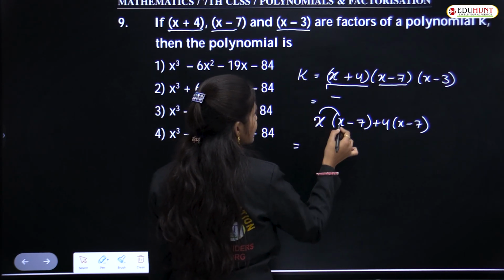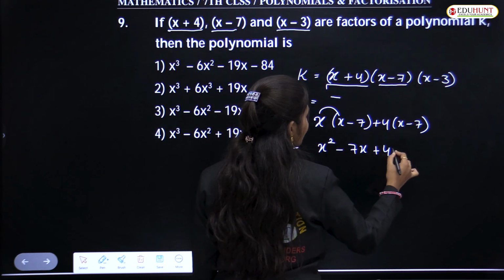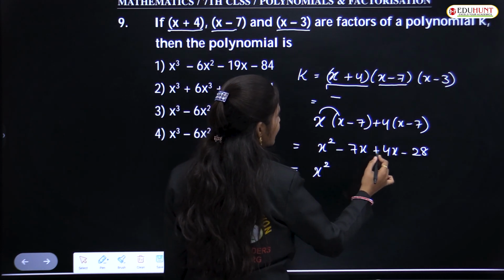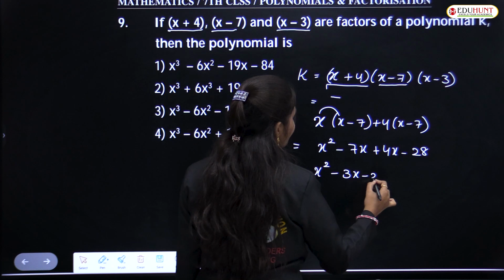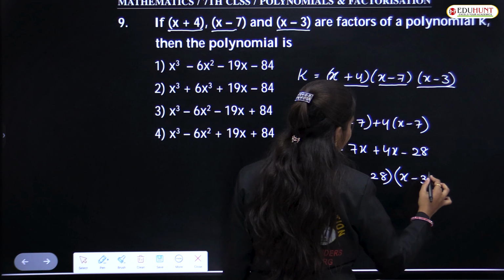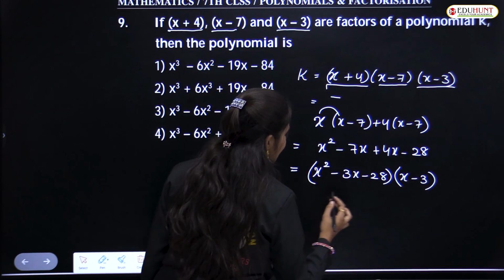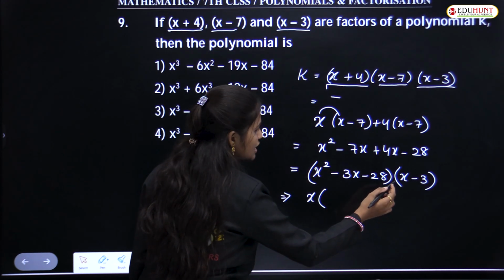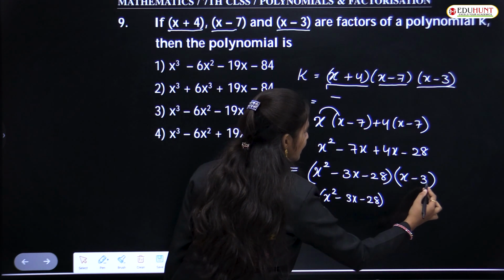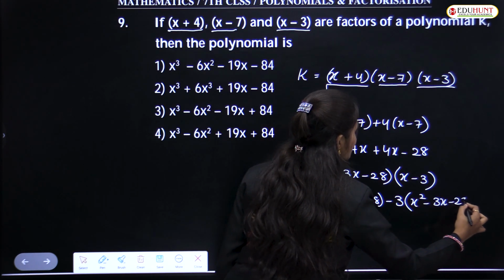So here what will you get? x into x is x square, minus 7 into x is 7x, plus 4 into x is 4x, minus 7 into 4 is 28. So from this, x square minus 7x plus 4x, so minus 3x minus 28, into the leftover factor, no? That is x minus 3. Now again the same multiplication process. So multiply the first expression with the second expression, so that it is easy to calculate, no? So x into x square minus 3x minus 28, and here minus 3 is there, no? So minus 3 into x square minus 3x minus 28.